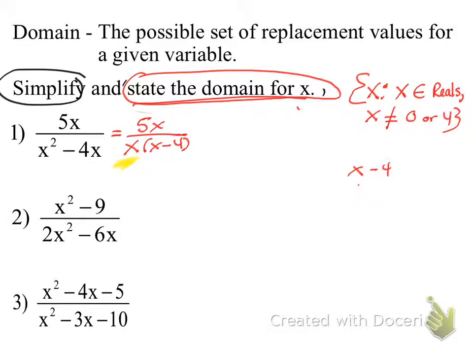What can be simplified? Cross-canceled. What can be cross-canceled? Mika? The x. Okay, and then I'm left with 5 over x minus 4. So there's two parts to this. Okay, you guys try number 2 and 3. Pause the recording. All right, now let's check our work.